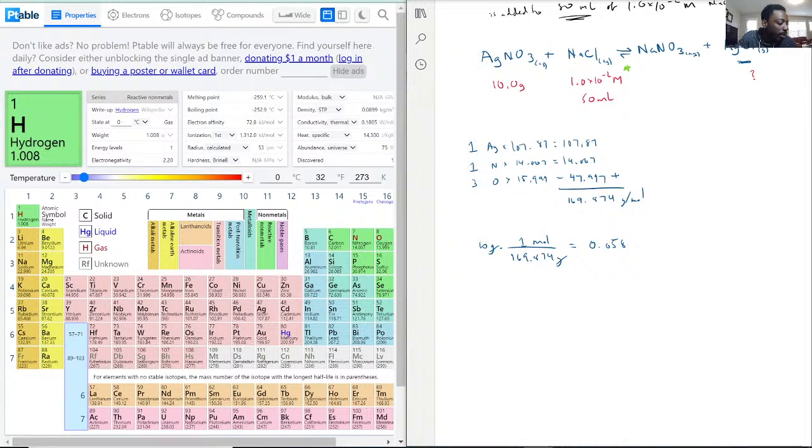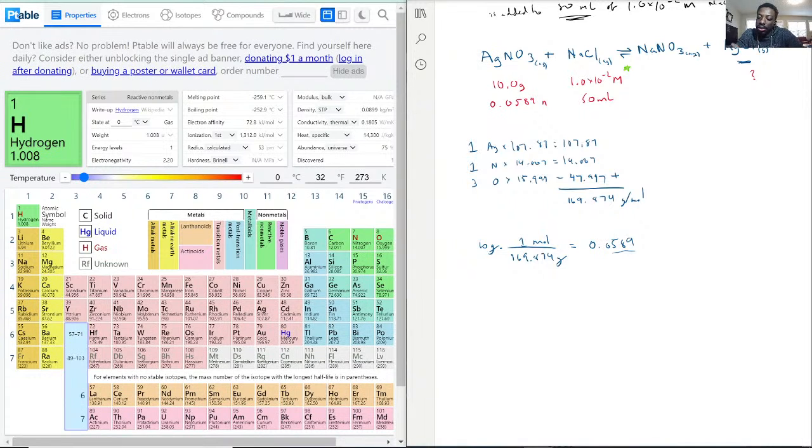We can technically keep going. It's 0.0589, and this would be 3 significant digits, since we started out with 3 for the 10.0. So now we know that it's 0.0589 moles.